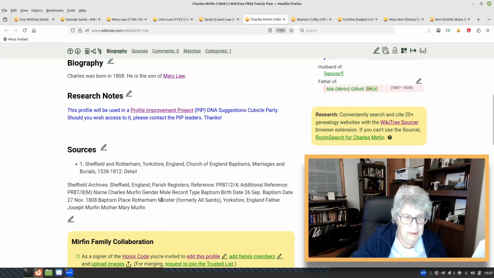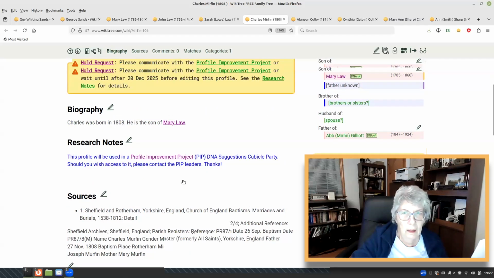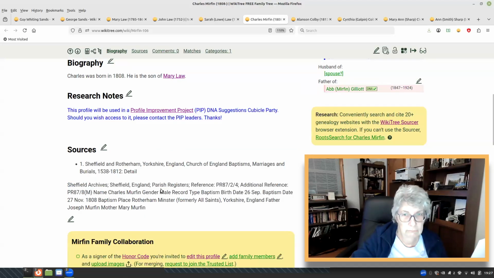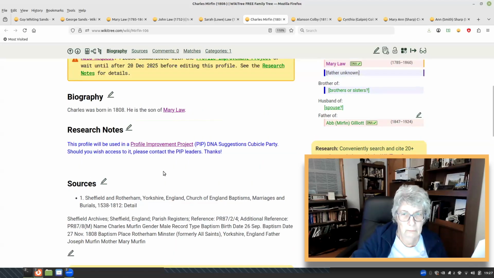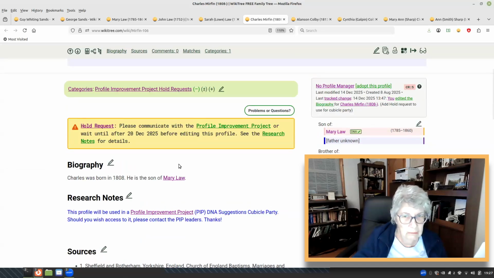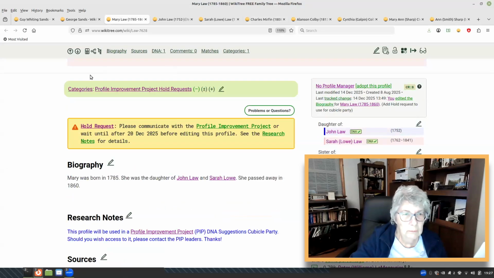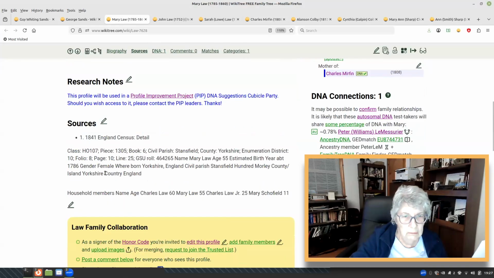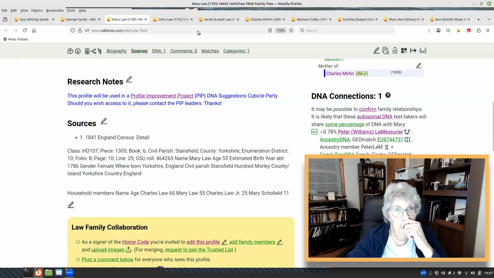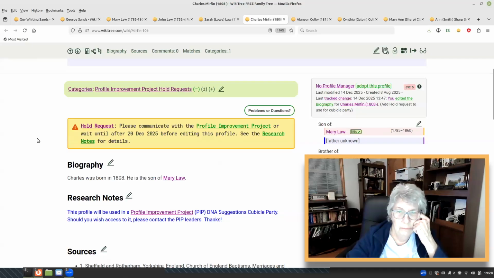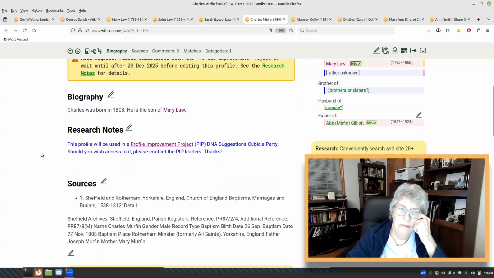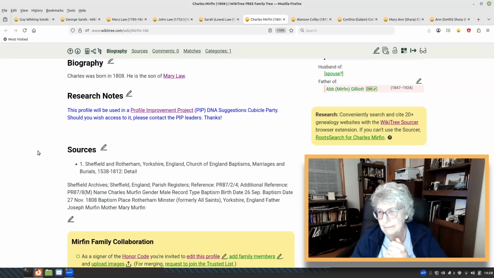One more thing on Mary before we leave this family group is her son Charles. He was baptized and his mother was named Mary. Mary Murphin. Was Mary Murphin Mary Law? We don't know because we don't know who Mary married. All we see on Mary is there was a Mary Law, which would have been her maiden name at age 55. So I think rather than that being confirmed with DNA, that's uncertain. Does everybody agree with that? Nobody's saying anything. Nobody's disagreeing.